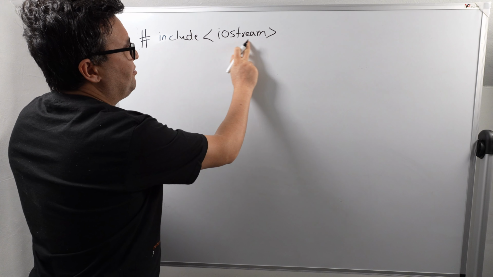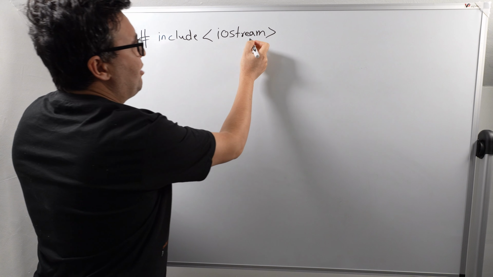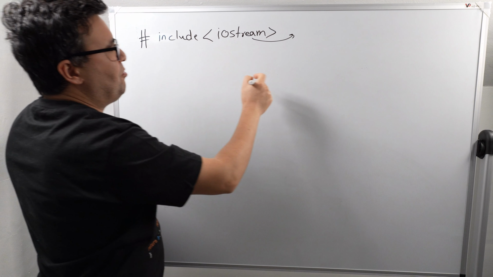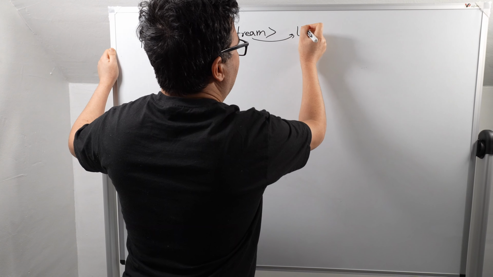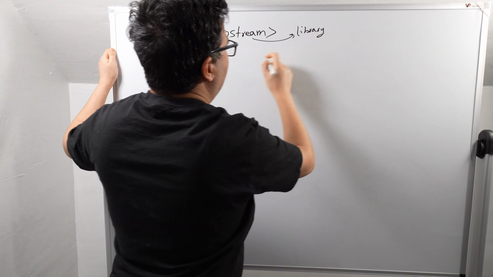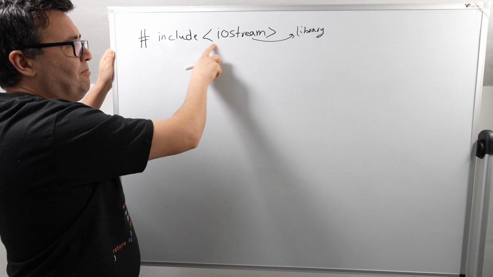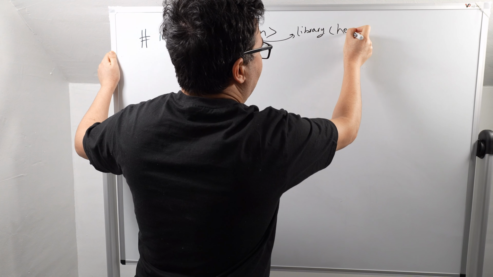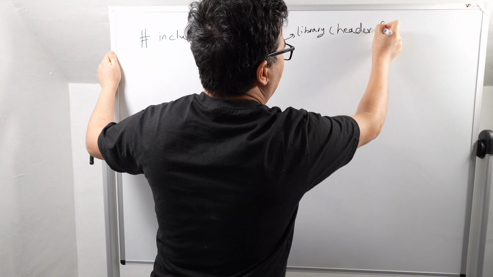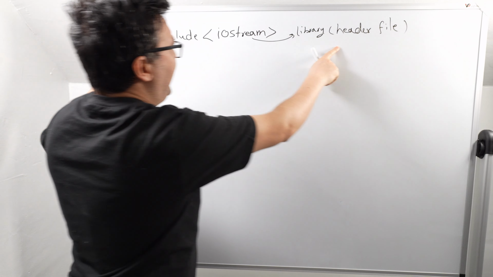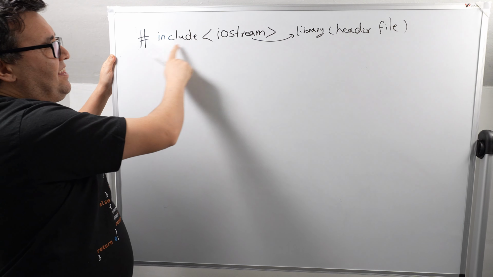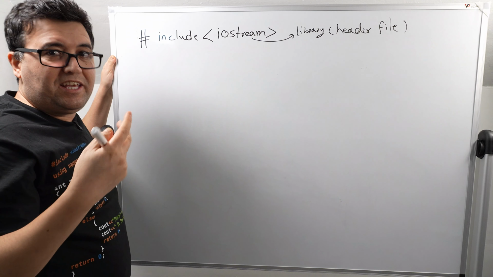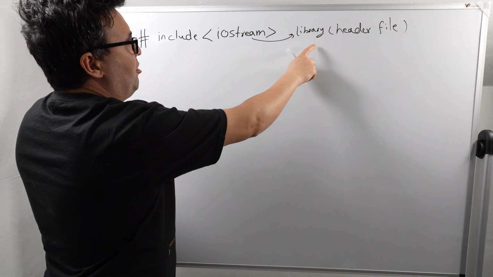It inserts the content of this file in our program, the content of this library, which is called input-output stream. This is a built-in library in C++, and it is also called a header file. Why is it called a header file? Because when you add the library in C++, it should be added at the top of your program, so we can call it a header.